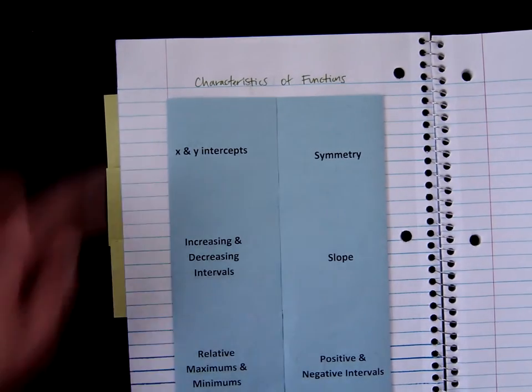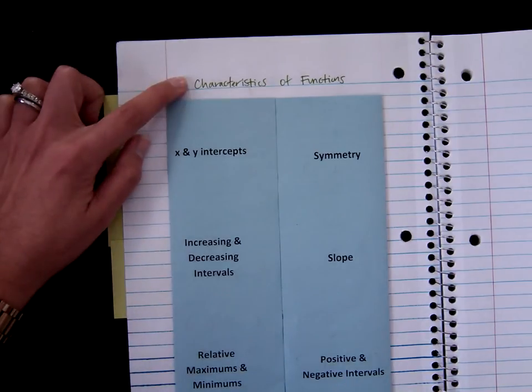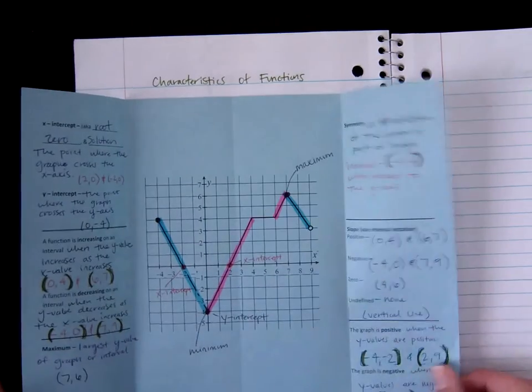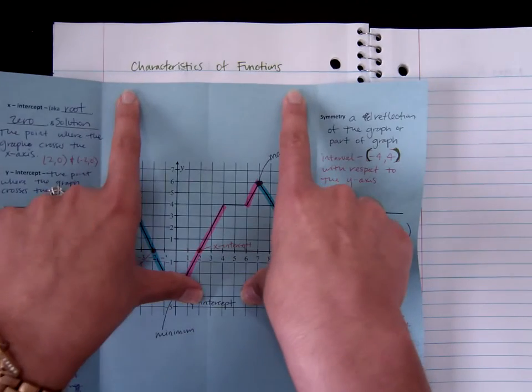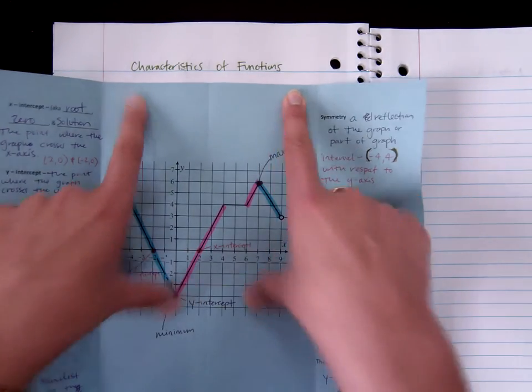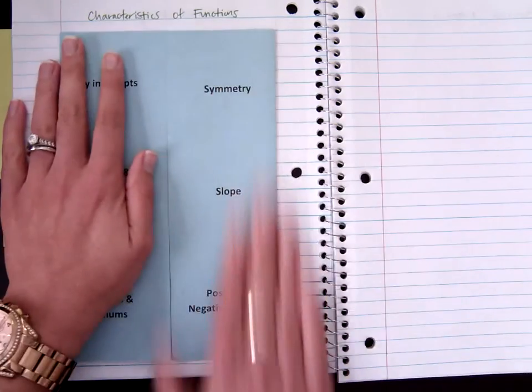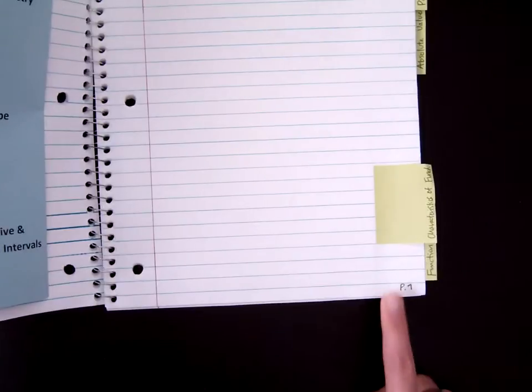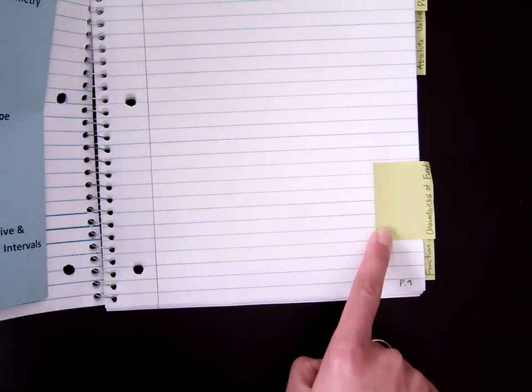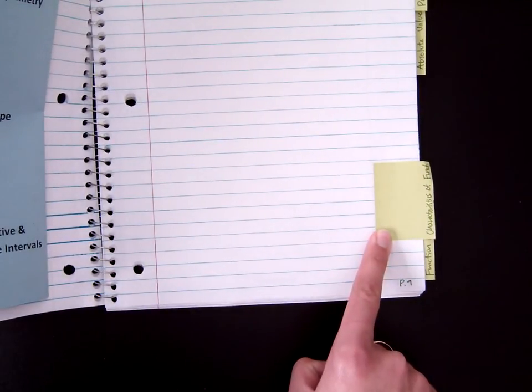Okay, page 8 is where you're going to put your blue foldable, and we're going to title it Characteristics of Functions. That's page 8, and then make sure you don't tape this shut. I taped the corners up here right before the fold, and then the corners at the bottom right before the fold. Okay? All right, page 9 right now is blank, but I did put the tab for Characteristics of Functions on page 9.